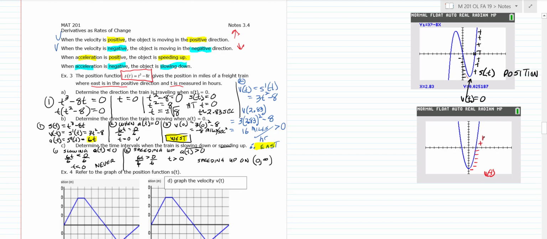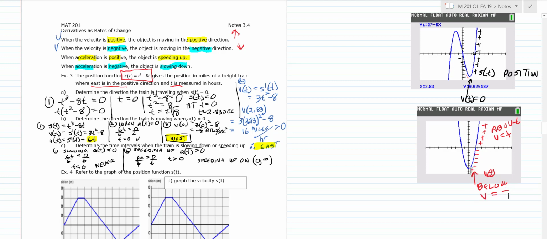So notice on the graph of the velocity function, we're above the x-axis, so velocity is positive at that point. And then here, we are below the x-axis, so the velocity is negative. Okay, so that's how that goes.